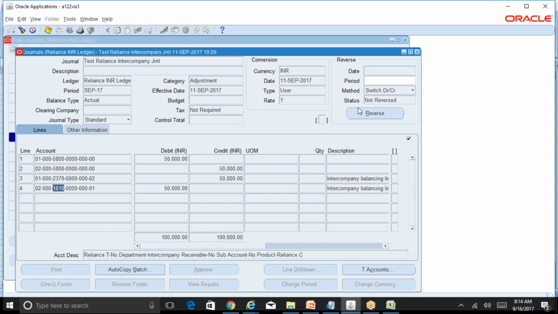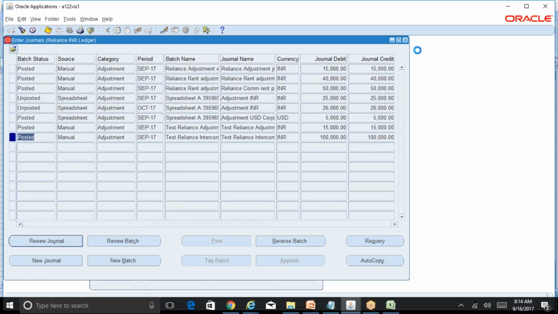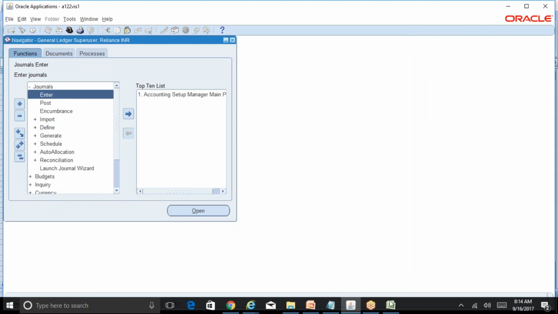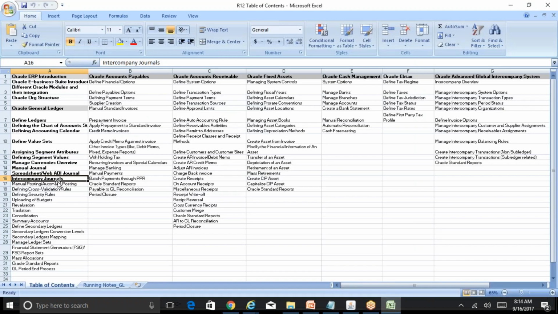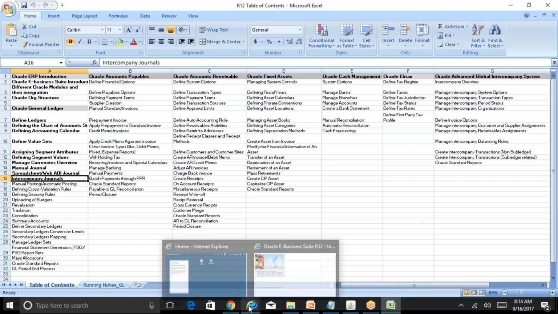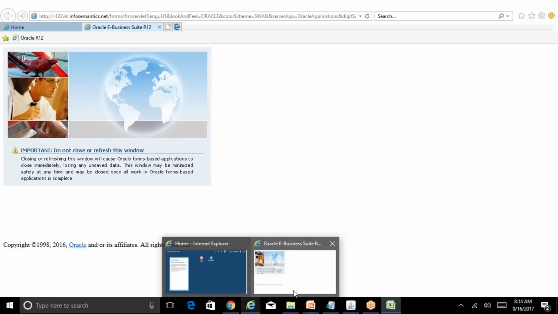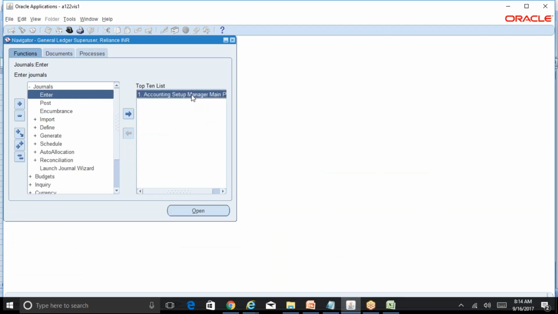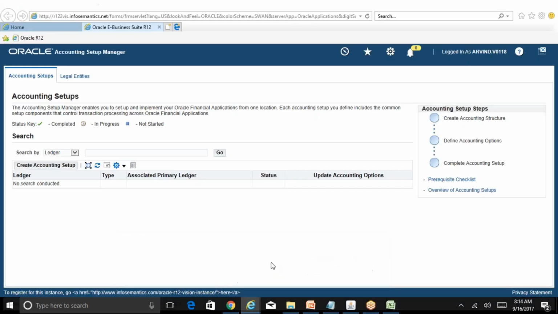Okay. With this said, whatever we have seen last week is the intercompany journals. Now I'll talk about the intra-company journals. We need to understand the difference between intercompany and intra-company. So you can just go to the accounting setup manager, which is the ledger definition screen.